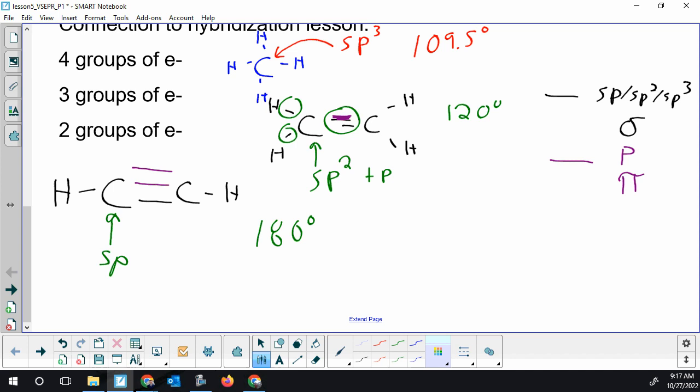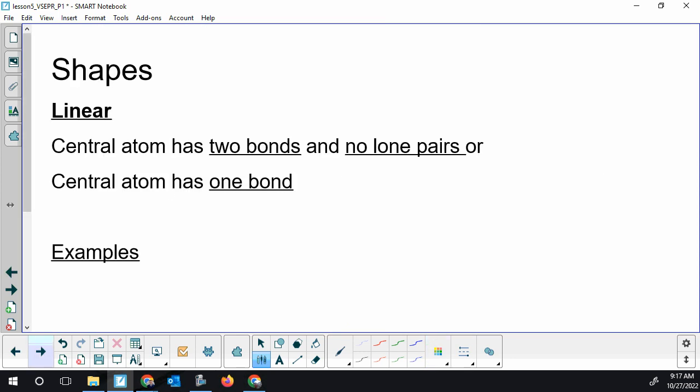So kind of going backwards. First bond is a sigma, the second is a p orbital of pi, the third bond is a p orbital and a pi. You can kind of work backwards and get the hybridization instead of kind of working forwards the way we did yesterday. So we're going to get all our shapes based on this. So let's start running through those 5 shapes that everybody needs to know based on grouping of electrons.